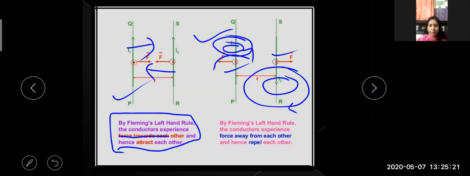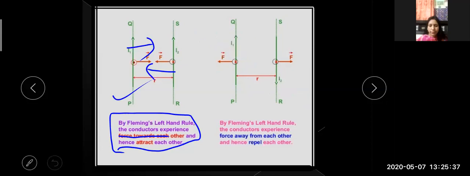Clear? So if two conductors have current flowing in opposite directions, they repel each other with the same force. Clear? So I hope this is clear to you.